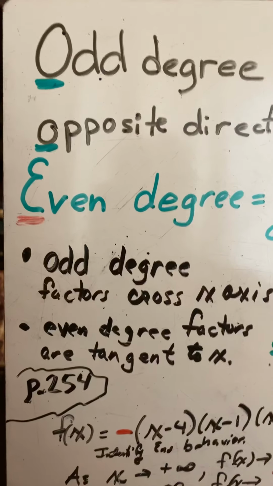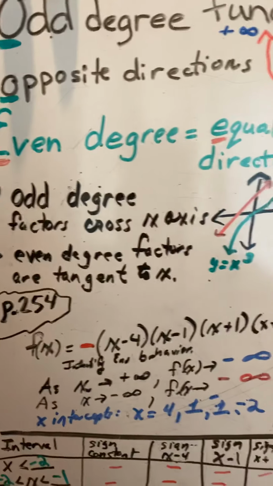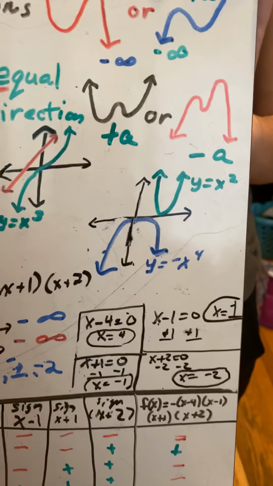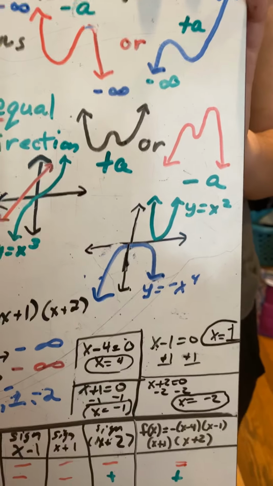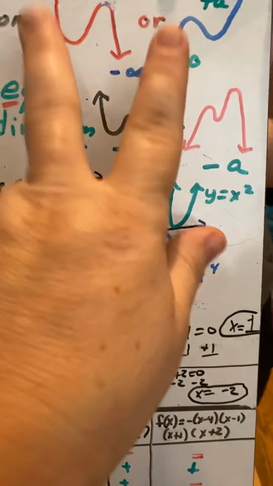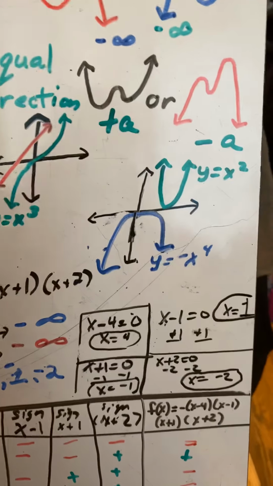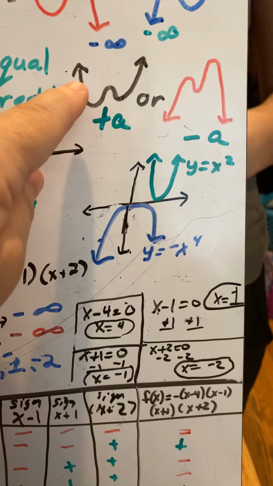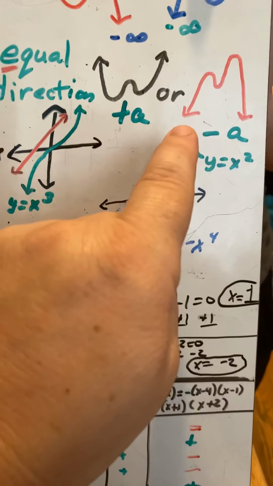So, odd, opposite, even, equal directions. Let's take a look at even functions. So our even functions, they can flatten out in the middle, or they can have this sort of W shape. It doesn't really matter what's going on in the middle, but what has to happen is both of my end behaviors are going to be the same. So in this case, they're both approaching positive infinity. I didn't write that in there, but you guys know that. They're both approaching positive infinity, whereas this one, they're both approaching negative infinity.